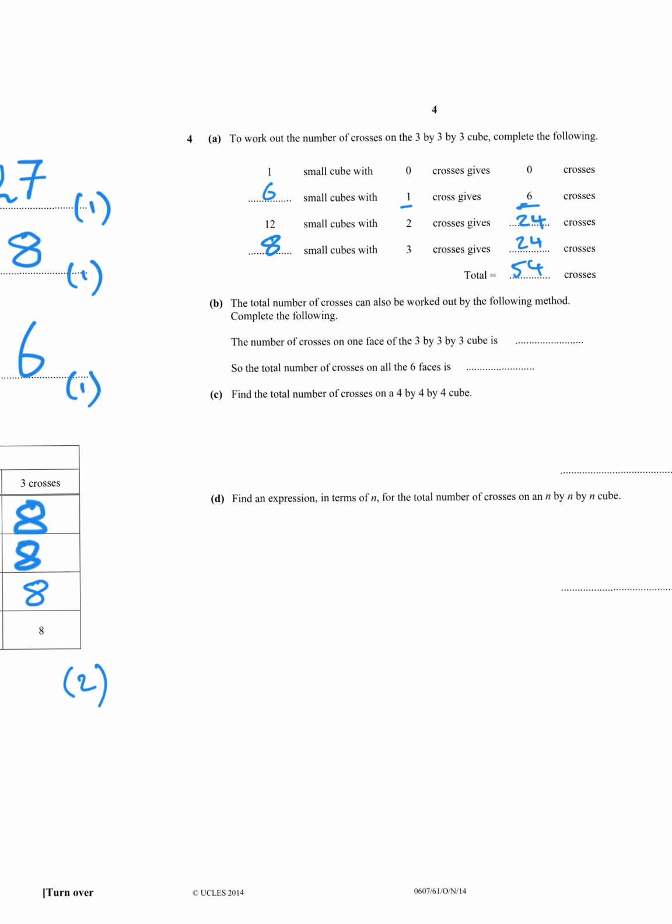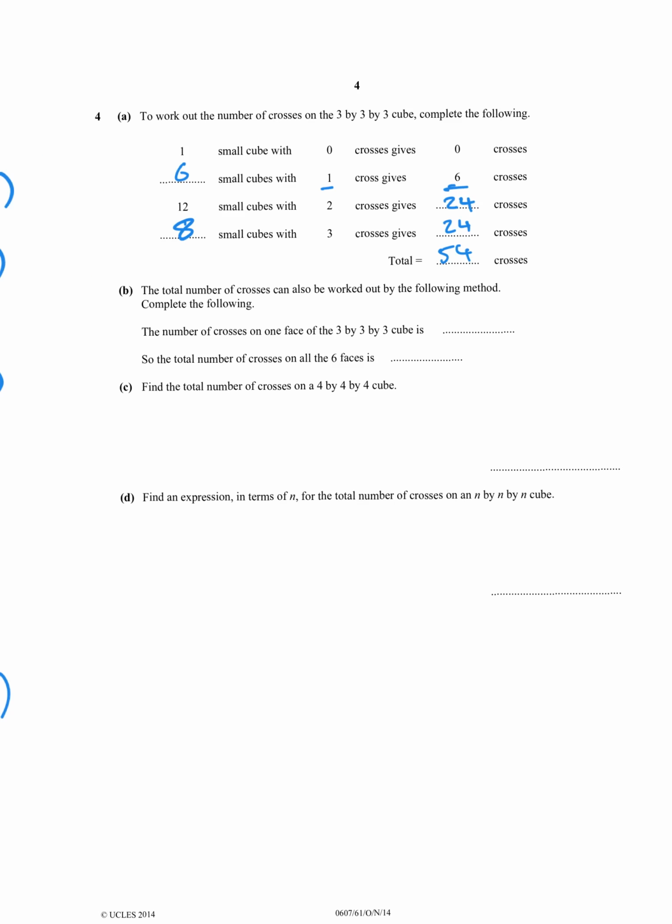Okay. Get that right, we get another mark. Okay, the total number of crosses can also be worked out in the following method. The total crosses on one face of a 3 by 3 by 3 cube. Well, on one face it's going to be 3 by 3, so the total number of crosses is going to be that, which is 3 times 3, which is 9. And so the total number of the 6 faces is going to be obviously 6 times 9, which is again 54. 1 mark for getting both of those.